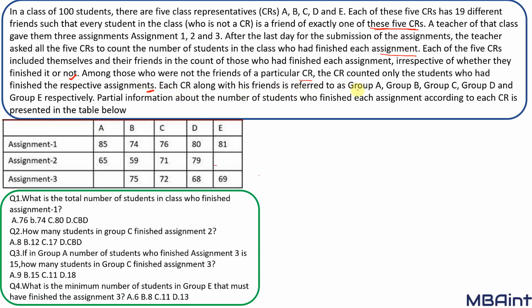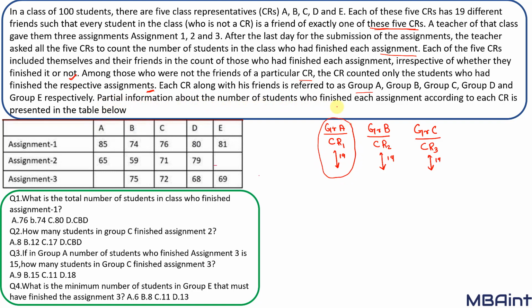Each CR along with his friends is referred to as group A, group B, C, D and E respectively. So group A would include CR1 and his 19 friends. Similarly, group B would include CR2 and his 19 friends. Similarly for group C and so on, it will include CR3 and his 19 friends, and these 19 friends are not the friends of the other CRs and nothing else. They are all the friends of this CR1. That's it.